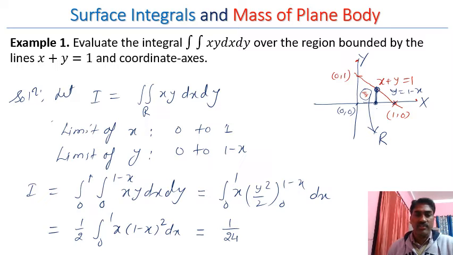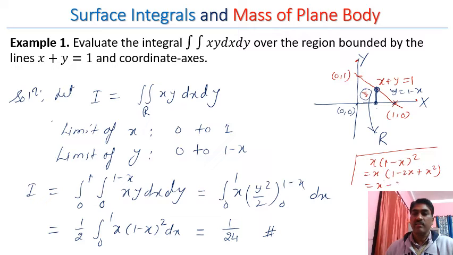Just open (1 minus x) square as 1 minus 2x plus x square and multiply with this x. So you will integrate, and we'll get this value. So this integral evaluates to 1 by 24. For the sake of completion, I am completing the same thing here. x into (1 minus x) whole square means x times (1 minus 2x plus x square), and this means x minus 2x square plus x cube, and you can see this will integrate to x square by 2, 2x cube by 3, and x to the power 4 by 4.